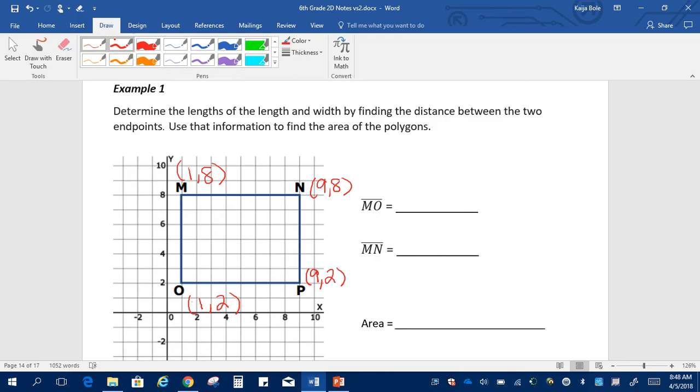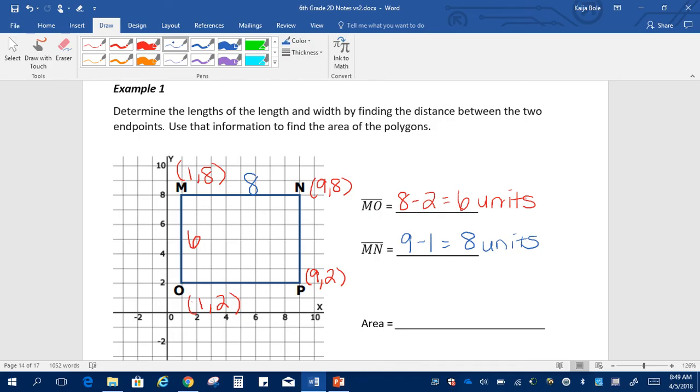We know from M to O we could have always just counted the lines, but we're going to use our ordered pairs. So we're going to take the pairs that are different. We're obviously not going to subtract 1 from 1, because I would just get a 0 and that doesn't make sense. So for this one we're going to do 8 minus 2, and this gives us 6 units. So MO is 6. Then if we look at MN, again we're looking at the top here. We take our coordinates that are different, so 9 minus 1 gives us 8 units, so this one is 8.